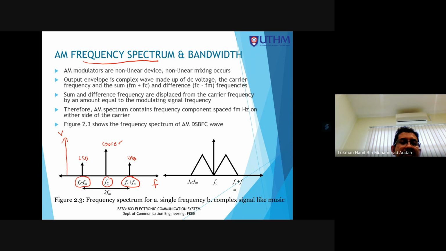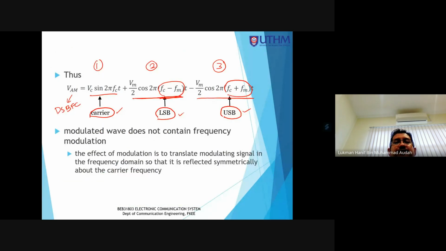What about the amplitude? The amplitude of the carrier is VC, and the amplitude of the lower sideband is VM over 2, while the amplitude of the upper sideband is VM over 2. How do I know this? It is stated in the equation. This one. So you see from this equation, what you can get first is the frequency.